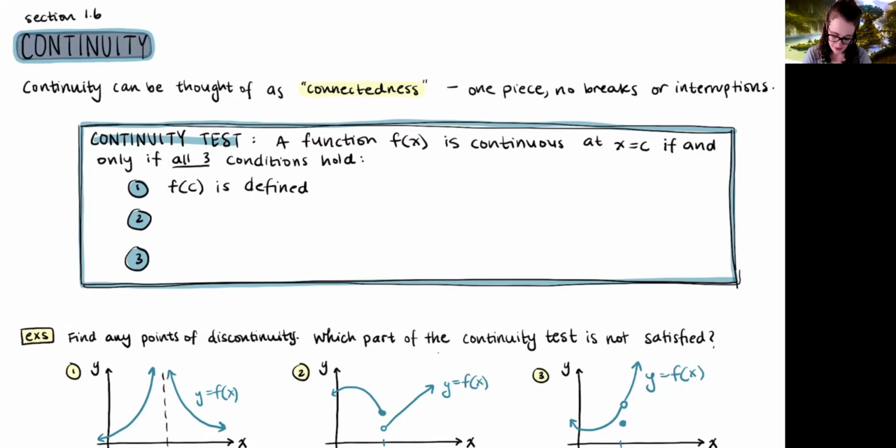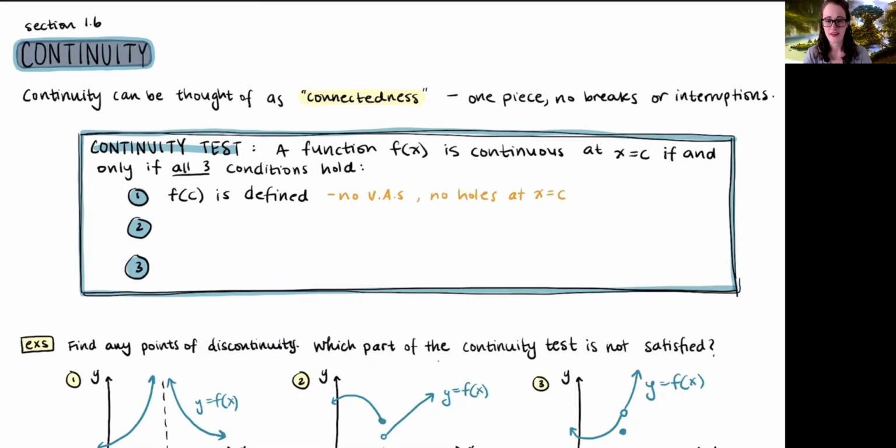So this says that in order to be continuous, what we have to be true, for one thing, is at least there has to be no vertical asymptotes and no holes at that particular x value. The second thing that we need is, the first thing isn't enough because we can have a jump in the graph where you can plug in the x value, but there's a point where it jumps down to another point right there.